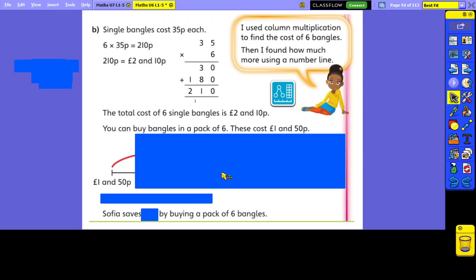I wonder if you could pause your video and think about what my one big jump here would be to help me get to 210 or £2.10 really quickly. Pause the video and have a go.